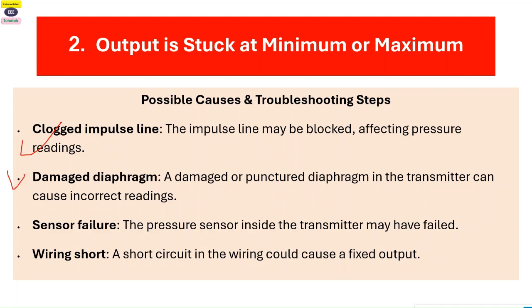The second one is you have to check your diaphragm, because the transmitter diaphragm is a primary element which can be damaged. You have to check that your diaphragm is okay, or if it is punctured, then you have to replace the transmitter. The third one is sensor failure. If the pressure sensor inside the transmitter has failed, which can also be shown on the transmitter display as sensor failure or something similar, then you can replace the transmitter. The fourth one is a wiring short.